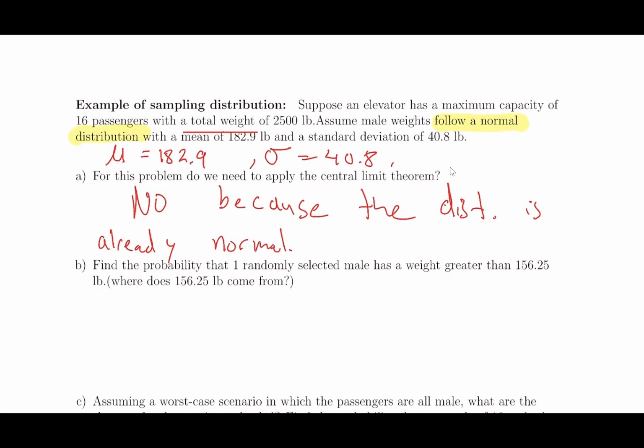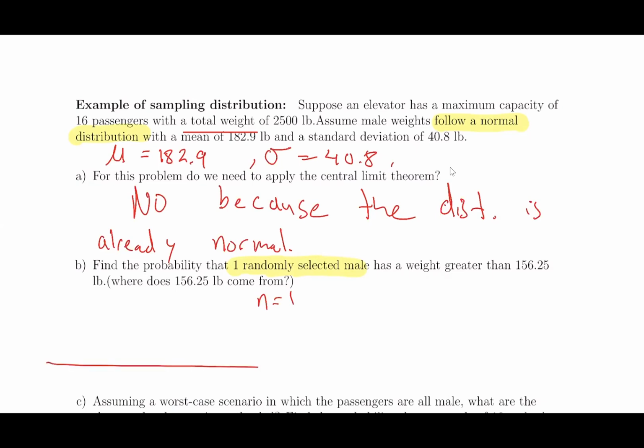Oh, sorry, part B. Part B says find the probability that one randomly selected male has a weight greater than 156.25 pounds. For this one, how many males are they randomly selecting? Are you sure about that, Victor? Well, for part B, one. If you look at it, it says find the probability that one randomly selected male. So for this one, n is equal to 1.